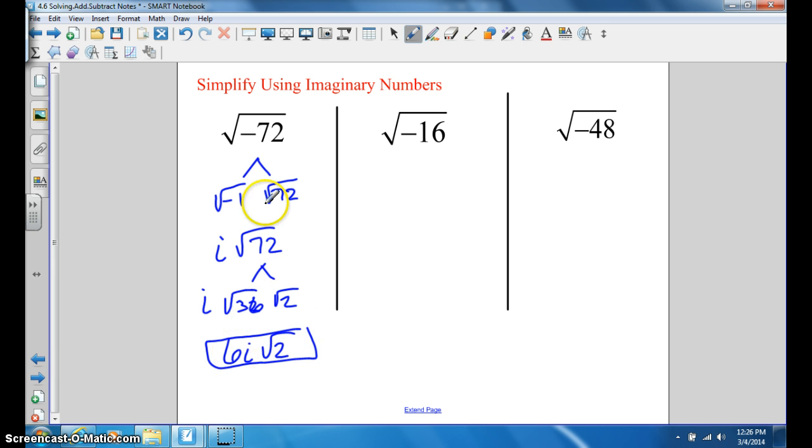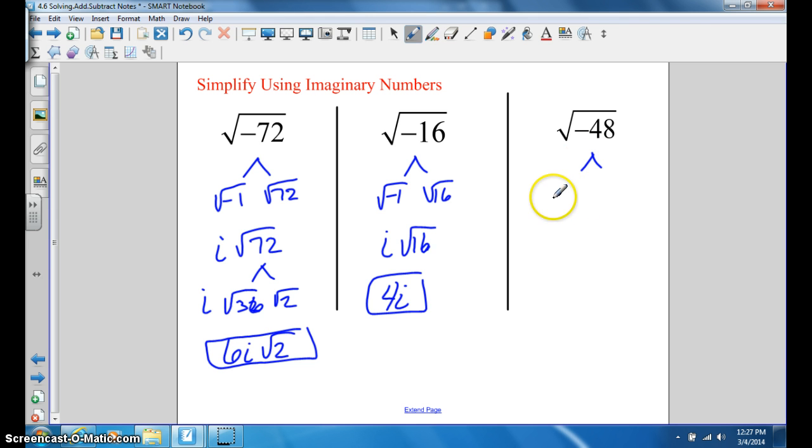So all we are doing is breaking down the square root of 72, but since we have this negative in here, we have to add an i in our answer. Really that's all we are doing. Here we have the square root of -16. So we have the square root of -1 times the square root of 16. The square root of -1 is i, so now we have i root 16. The square root of 16 is 4, so our answer is going to be 4i. Once again, taking the square root of 16, which is 4, and then just adding an i on it because we have a negative inside the square root.